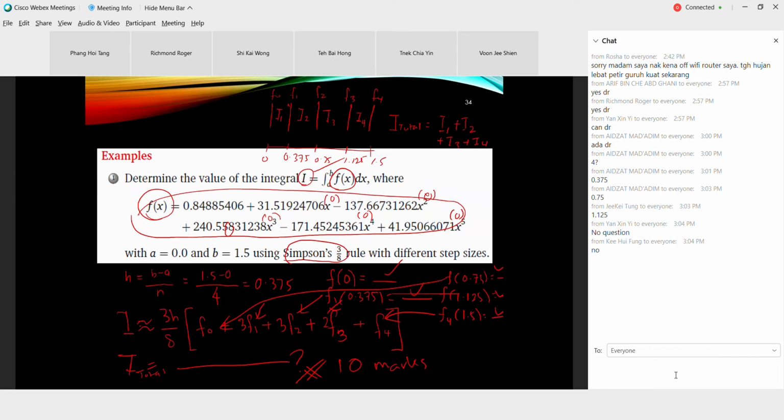Okay, so this is an example for using Simpson 3/8. The same way as Simpson 1/3, you just need to apply the formula for Simpson 3/8. So please try it by yourself. It is easy. You may directly calculate using your calculator, store the equation, and obtain the value.